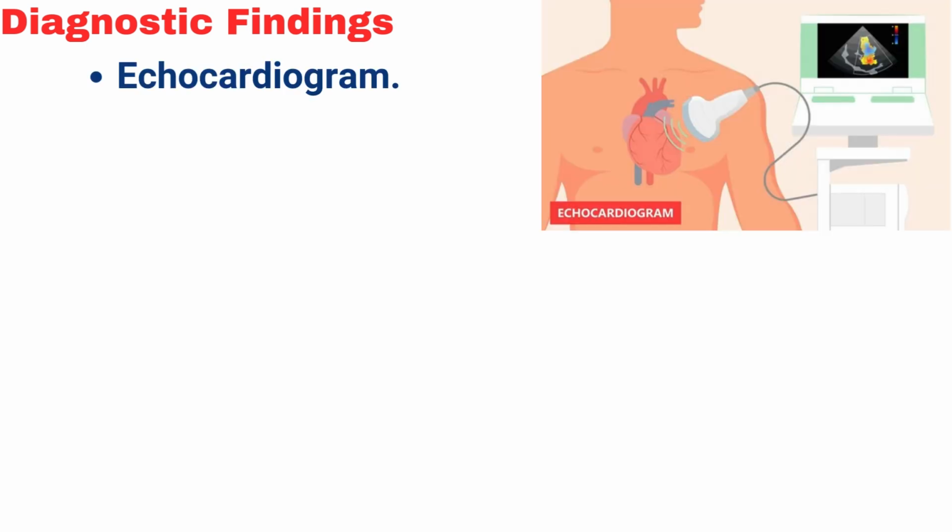Evidence of left ventricular hypertrophy may be seen on 12-lead ECG and echocardiogram. Echocardiography is used to diagnose and monitor the progression of aortic stenosis. The test also can show if the heart muscle is weakened.